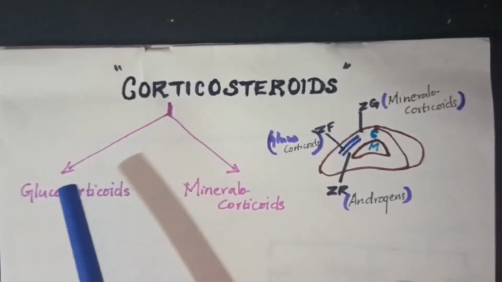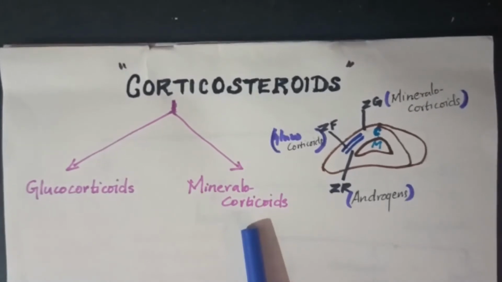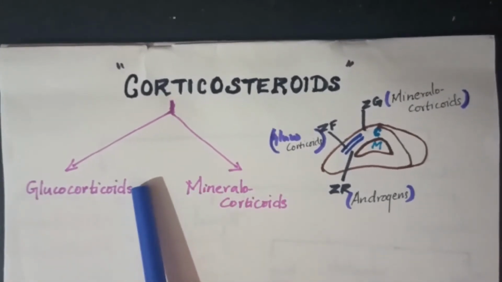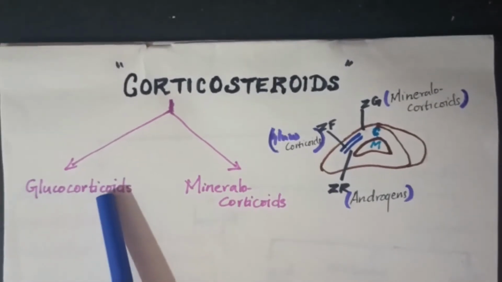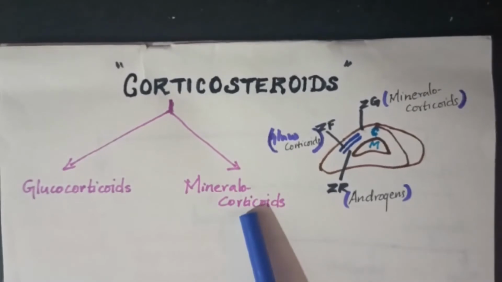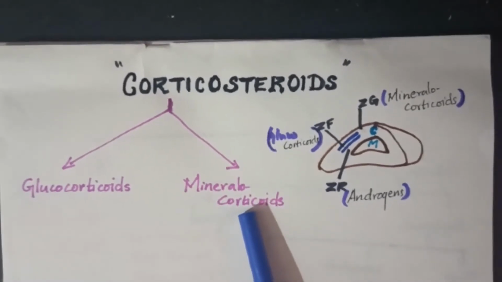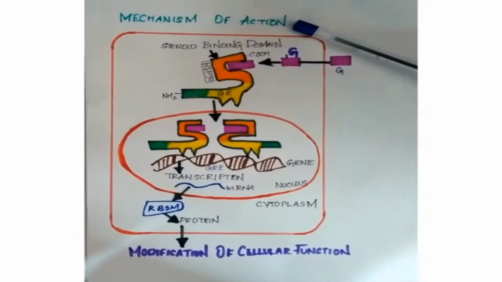Corticosteroids can be divided into two, that is glucocorticoids and mineralocorticoids. These glucocorticoids have liver glycogen deposition and glycogenic effect, whereas mineralocorticoids are mainly responsible for sodium-water retention and thus water and electrolyte balance. Moving on to the mechanism of action.